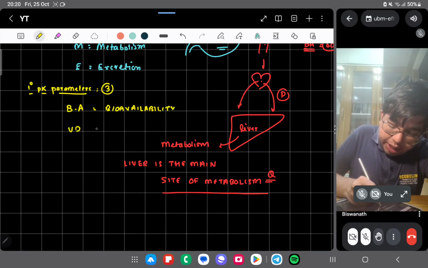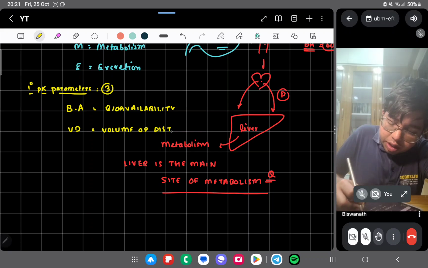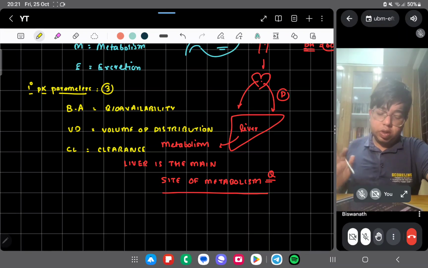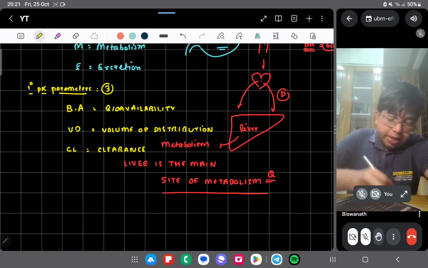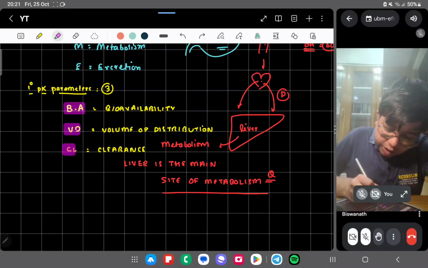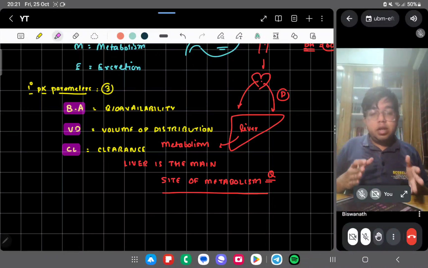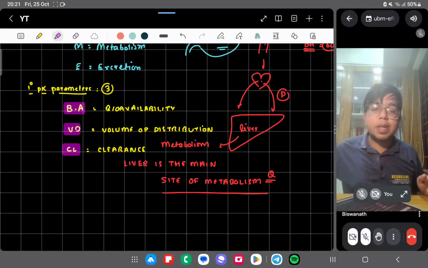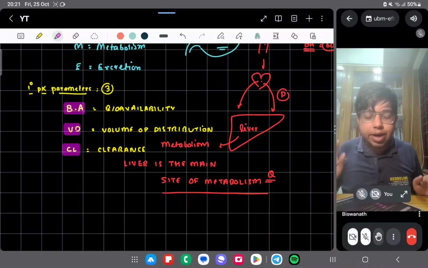One is called the VD, that is called volume of distribution. And one is called the CL, that is the clearance. Done? Okay. So these are the three pharmacokinetic parameters: bioavailability, VD, and CL. We have separate sections on what is BA, what is VD, and what is CL, which we'll see in subsequent parts of this lecture, right?